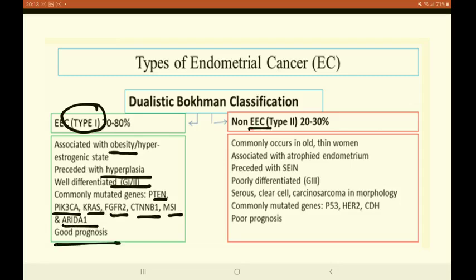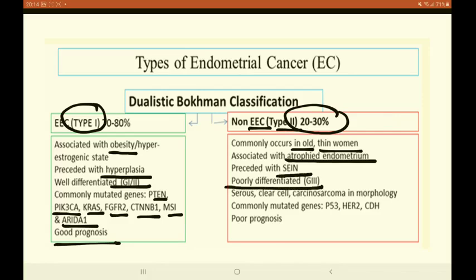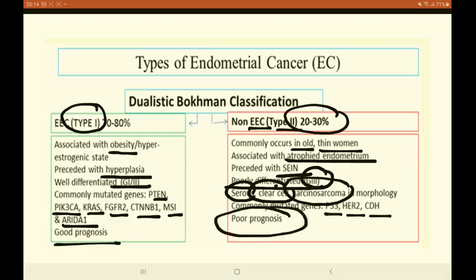Non-endometrioid endometrial carcinoma, type 2, which comprises 20 to 30% in totality, was seen commonly in older, thinner women. Unlike type 1, it was associated with atrophic endometrium and serous endometrial intraepithelial neoplasia. It had poor differentiation, mainly grade 3, and comprised serous, clear cell, and carcinosarcoma categories. The commonly affected genes were P53, HER2, and CDH1, and it obviously had a poorer prognosis.